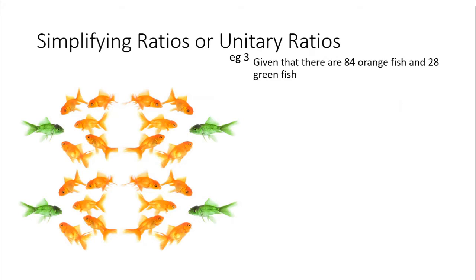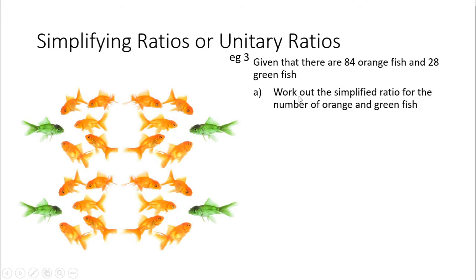Right, simplifying ratios or the unitary ratio. Now this time I'm giving you a different ratio. I'm giving you 84 orange fish and 28 green fish. Now obviously I don't have all these fish here, I just got a small section of fish here. What I want you to do is work out a simplified ratio for the number of orange and green fish, so I can easily see what the proportion of orange to green fish is.